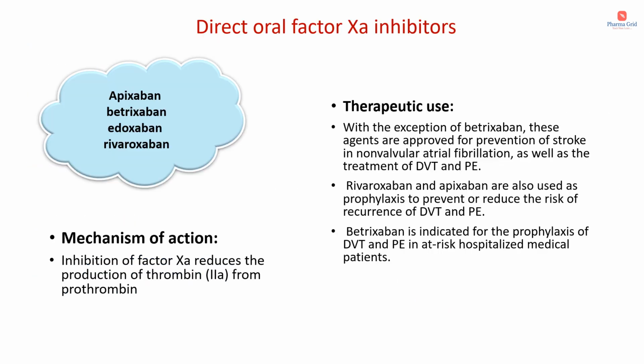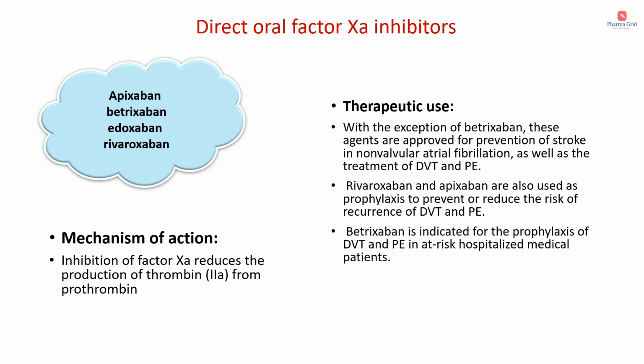The next category is direct oral factor Xa inhibitors. The drugs that come under this category include apixaban, betrixaban, edoxaban, and rivaroxaban. The mechanism of action is inhibition of factor Xa, thereby reducing the production of thrombin, that is factor IIa, from prothrombin.